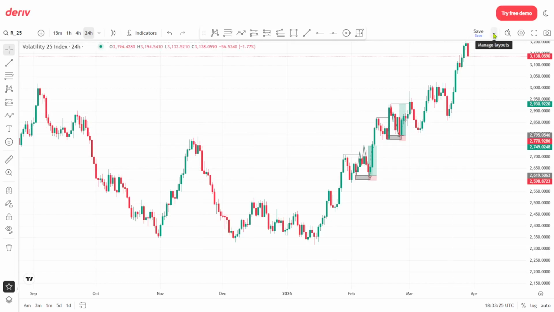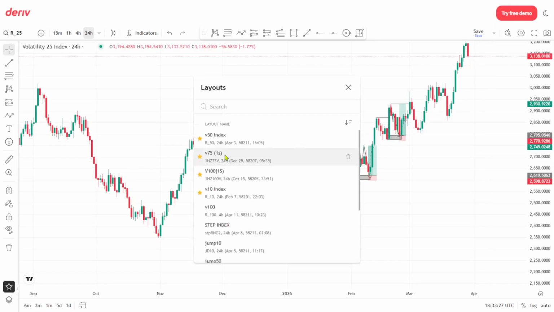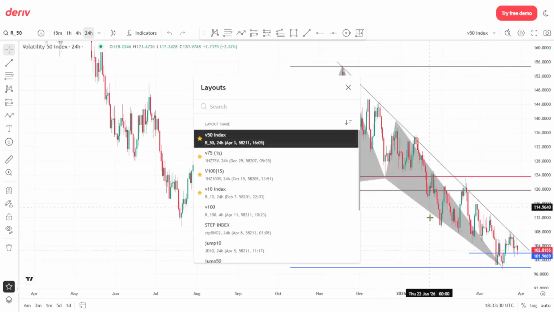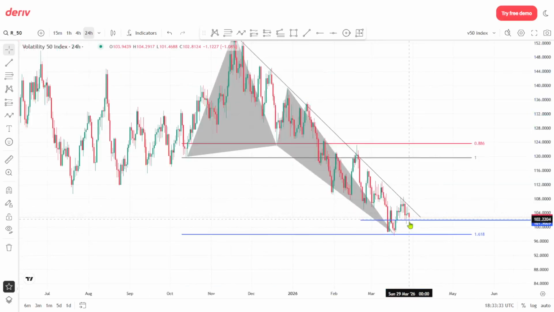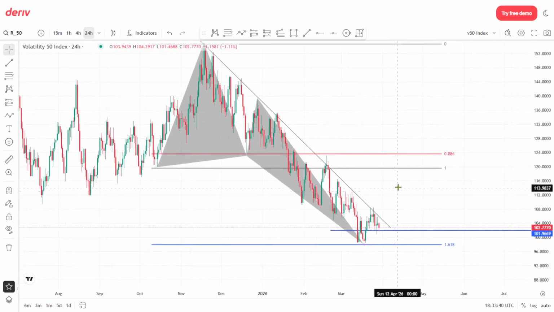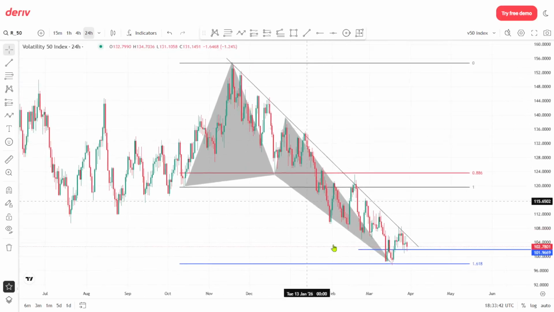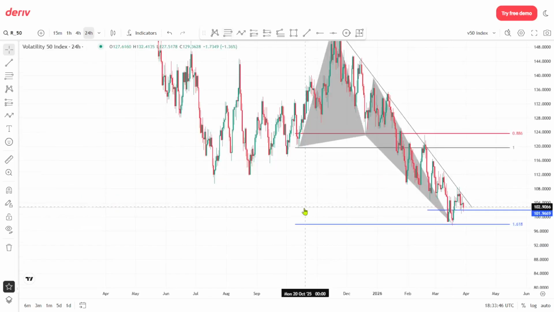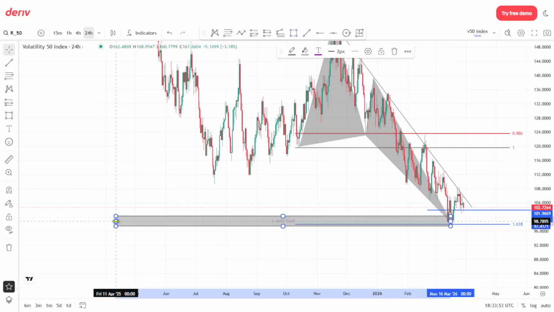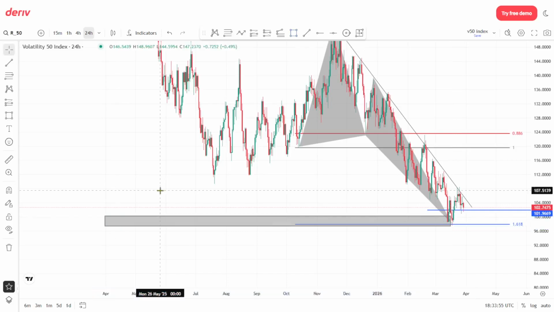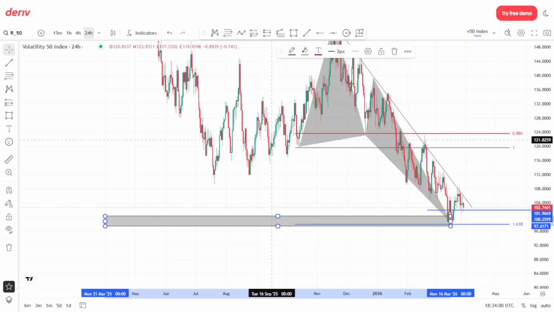Okay, let's look at the potential setups we have for this week on synthetics. This particular one has been holding here for a very long time. This is the V50 index, and this is what we call the bullish crab pattern. Unfortunately, I don't really know the key level that price came here to test, because that data is not available here. But on another platform like cTrader or the MT5 platform, you'll be able to see the key level that price came here to test.